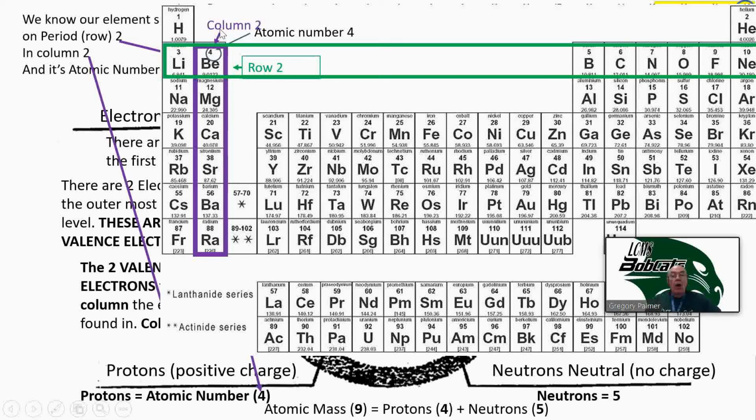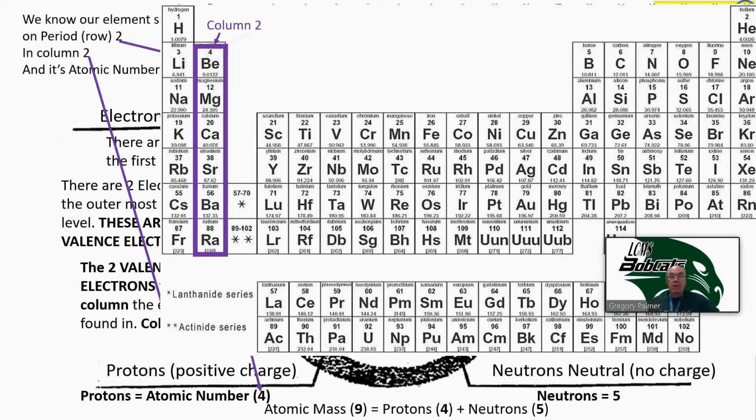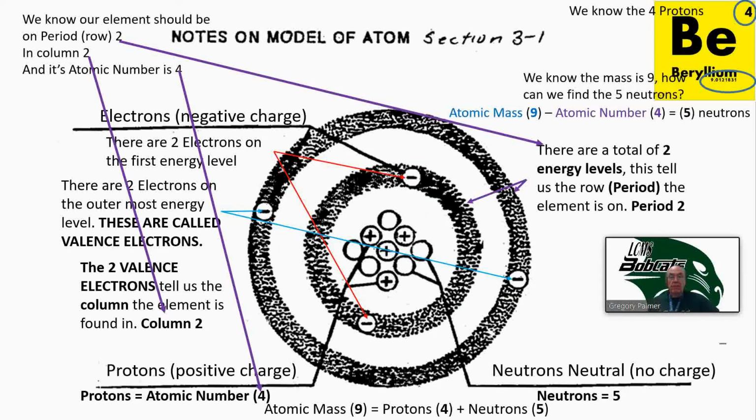And what we also know about these columns is that every element in this column would have 2 electrons on its outer energy level. So what's similar about beryllium, magnesium, calcium, strontium, barium, and radium is that they all have 2 valence electrons, 2 electrons on that outermost energy level. Okay, so here's those 2 electrons on the outermost energy level. They're the valence. Here's the 2 energy levels. So the 2 energy levels tell us the row going across. The valence electrons tell us the column going up and down.